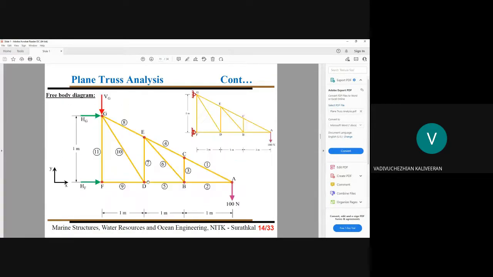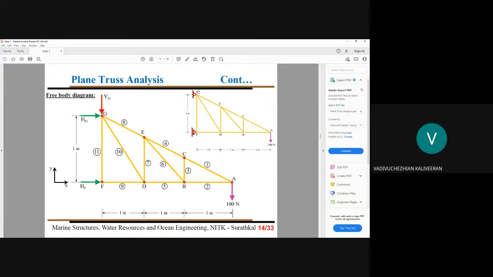You have to understand m equals 2j minus 3. This portion is very, very important. j equals 7, so 2 into 7 is 14, and 14 minus 3 is 11. How many members do we have? 11. So please remember, this is a perfect truss. When I say perfect truss, it satisfies our internal condition. Internally, it is statically determinate. We don't have any problem.